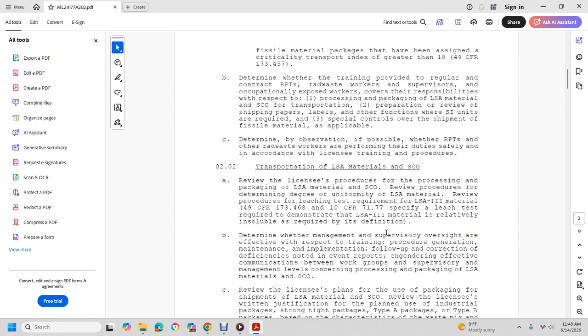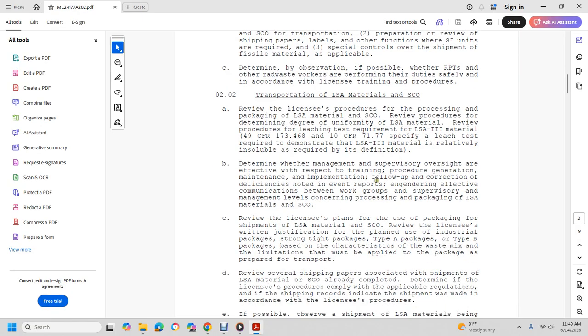Transportation of LSA materials and SCO: review the licensee procedure for the LSA material and SCO, determining the degree of uniformity. Review the LSA material procedure with the leaching test requirements for LSA-III material. Title 49 CFR 173.468 and Title 10 CFR 71.77 specify the leach test required to demonstrate that the LSA-III material is relatively insoluble as required by its definition.